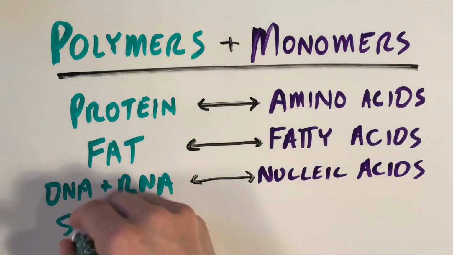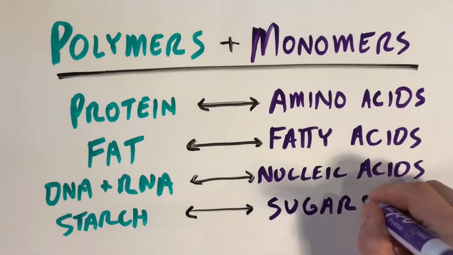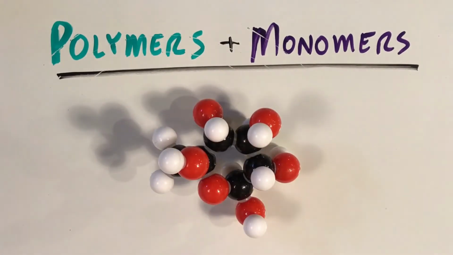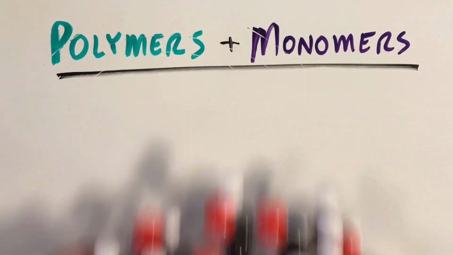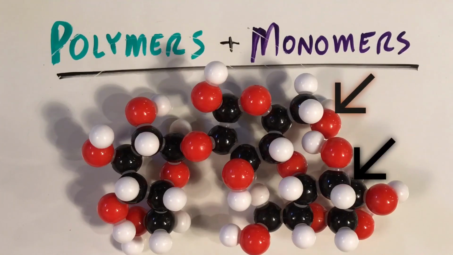The last polymer we've already seen. Starches are carbohydrate polymers most abundantly found in plants. Sugar monomers are synthesized into starch polymers. This is what our sugar monomer looked like, and this is what our starch polymer looked like. Like fat, all carbohydrates contain carbon, oxygen, and hydrogen.